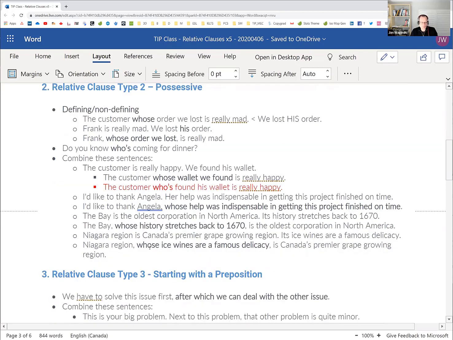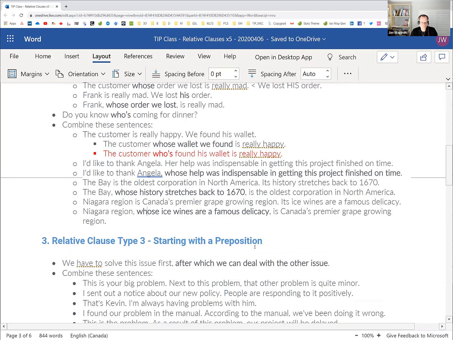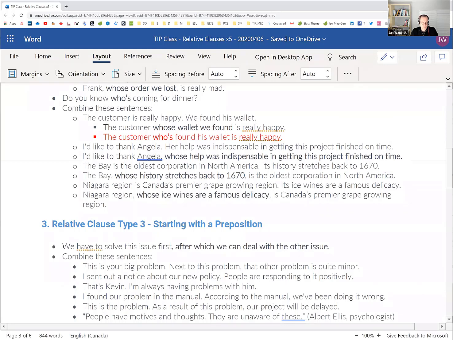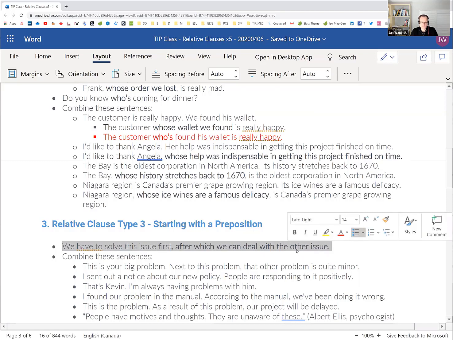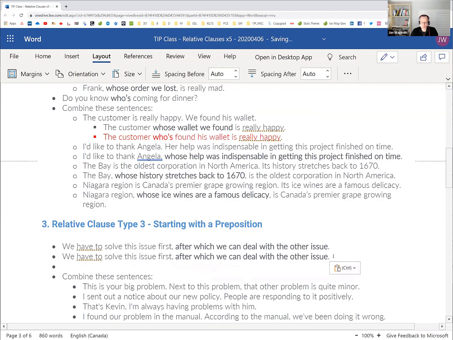Okay, another super common one, relative clause type 3, relative clauses that start with a preposition. It often looks like this. We have to solve this issue first, after which we can deal with the other issue. What would be the simple sentences that this is made from? First, we have to solve this issue. Yeah, or just, we have to solve this issue first. Your version is okay too.